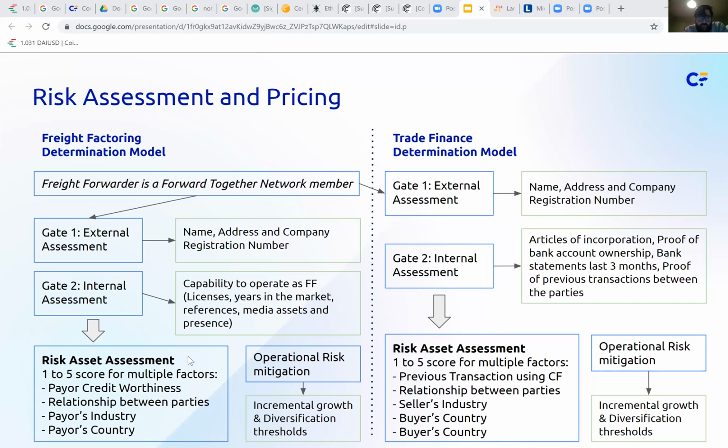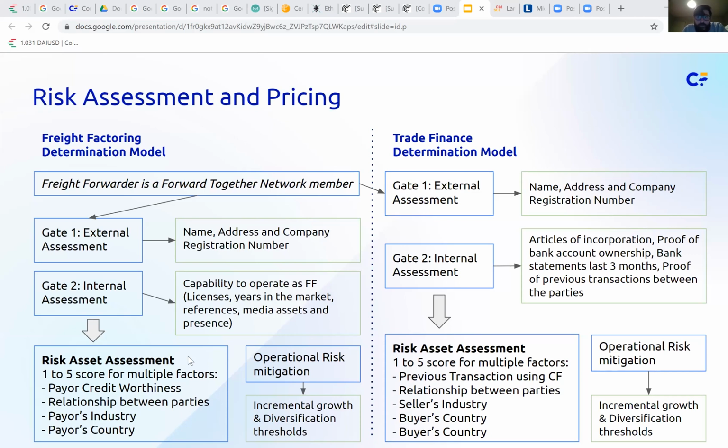And now on the trade finance termination model, it's similar. You can see that the first gate is exactly the same. The second one is a bit different, and this is because we are actually providing this service to the buyers. So we go a bit deeper on their side and we ask for articles of incorporation and proof of bank accounts. This one is important because we need to know who we're actually sending the money to, right? And they have ownership of it.